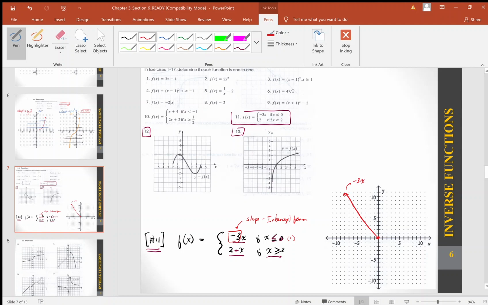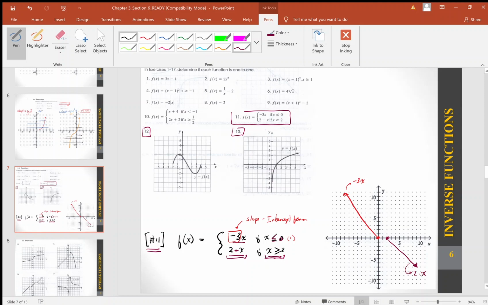Okay, now if you want to draw the other graph, 2 minus x, as it adheres to this condition where x has to be greater than or equal to 2, we're going to start from 2 here. This is 2 right here. And then we can just draw a line going down that way. And this is going to be 2 minus x.